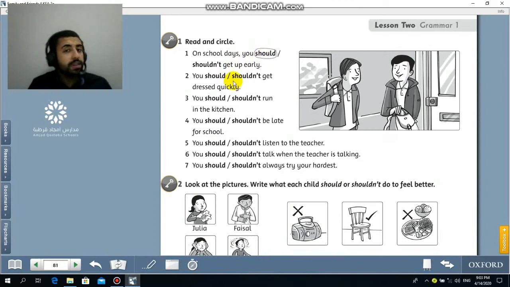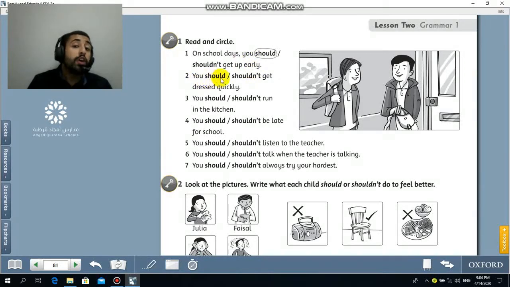Circle should or shouldn't. For example, sentence number 1, on school days you should or shouldn't get up early. When you go to school, do you get up early or late? يعني تستيقظ بدري ولا متأخر؟ بدري. So you should get up early, okay?